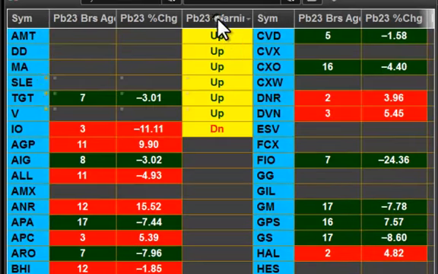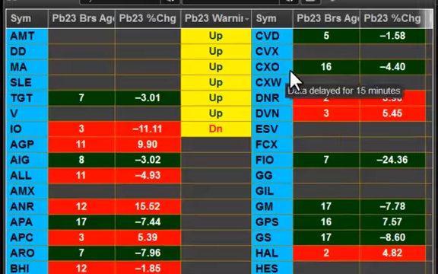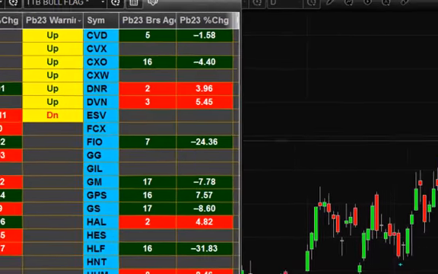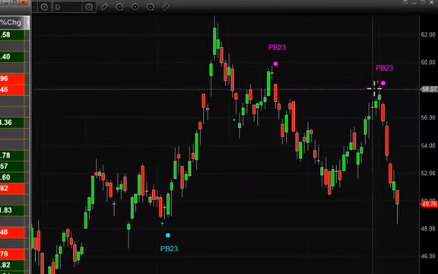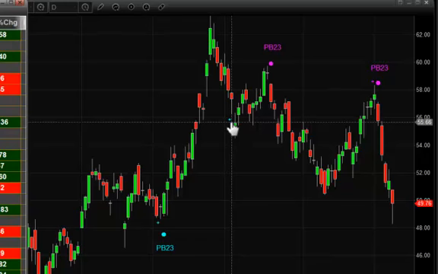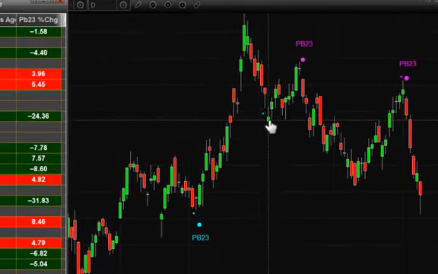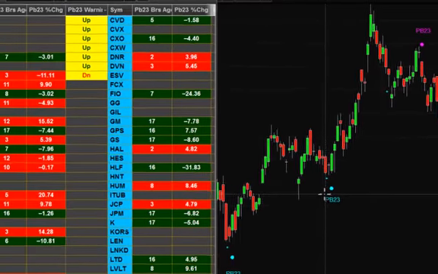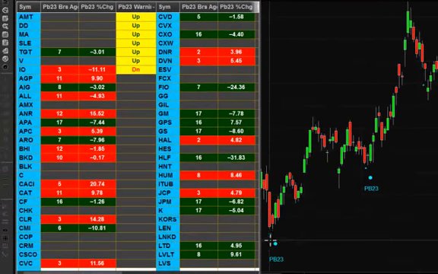You can sort on the warning and find symbols that are setting up, and you can see these setup signals on the chart. They're the little cross on a bar before the signal will happen. That's the setup warning signal. You can see this one gave a warning signal. It didn't actually get a Pullback 23 signal there for some reason, but just before each one of these signals you see that little cross.